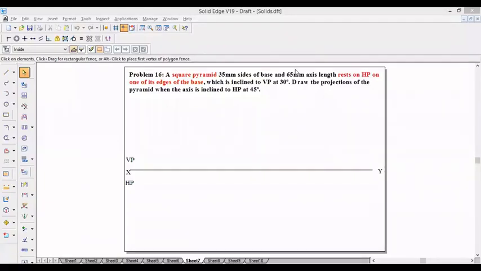Greetings. Today, let us discuss projection of solids, in which today's solid is square pyramids. Here we have example problem number 16.